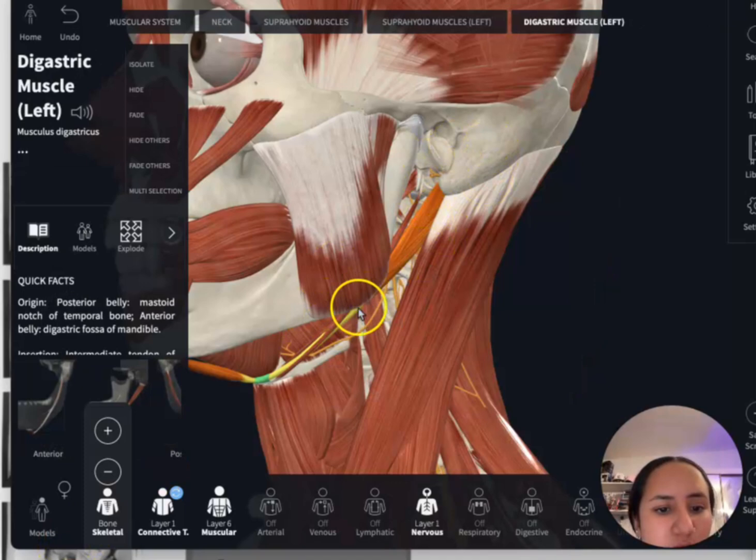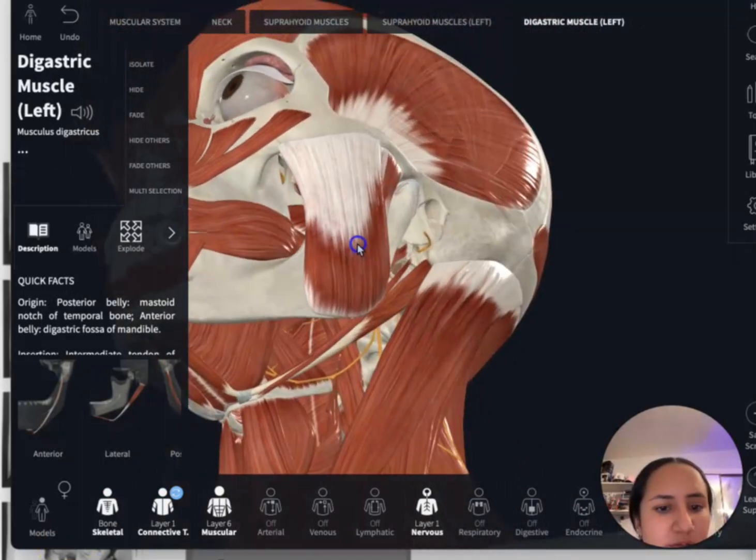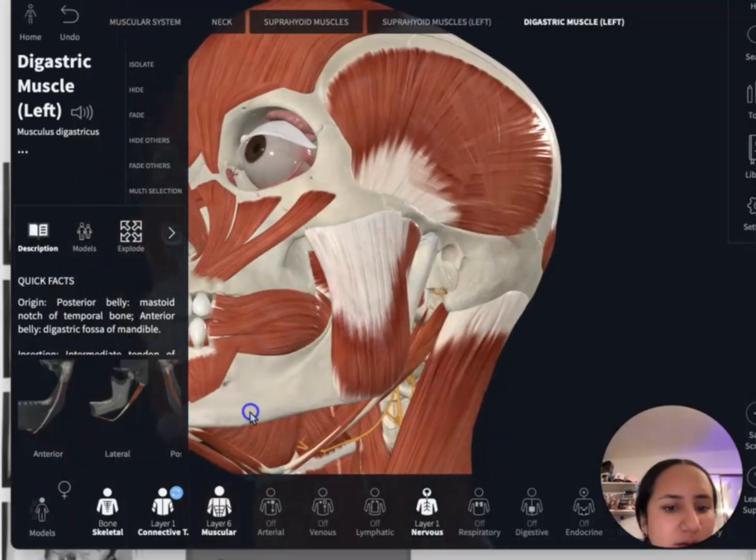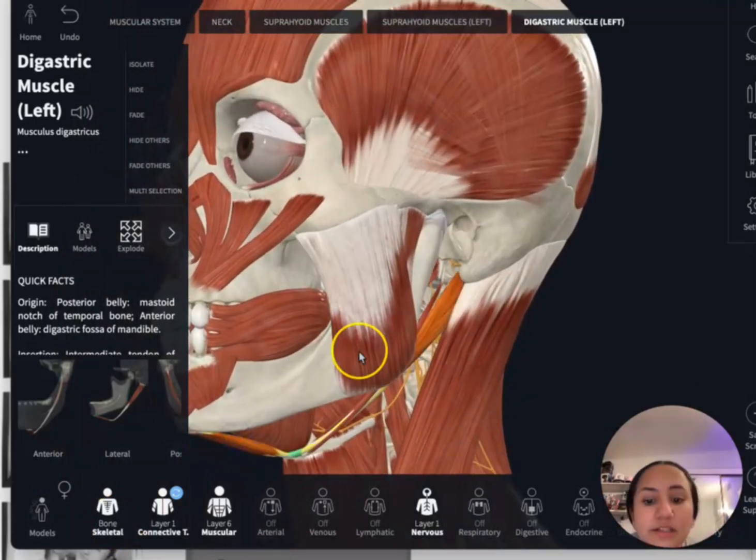And our next muscle is going to be right here. As you can see, it goes right there, all the way right there. Let me reposition this. So this is the digastric muscle. The origin for this is the mastoid notch of the temporal bone, and the anterior and posterior body. The insertion is the intermediate tendon of the digastric muscle, and the action for this is that it helps depress the mandible. So depression is just opening our mouth.